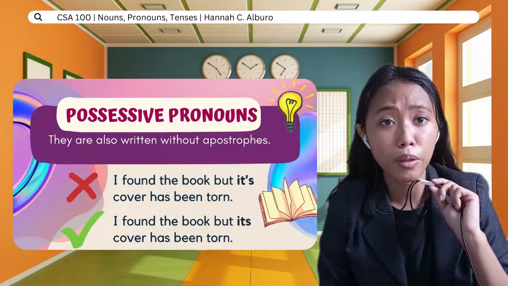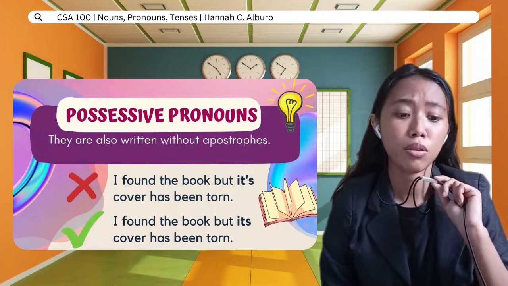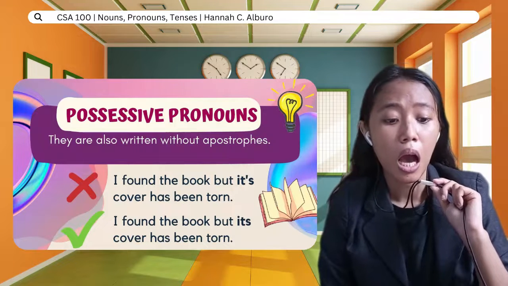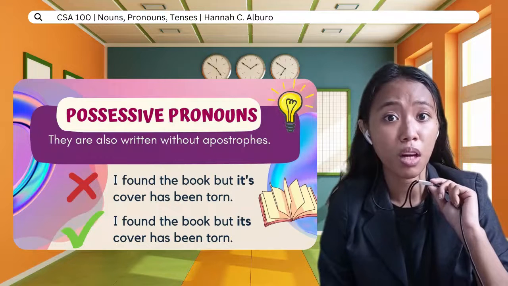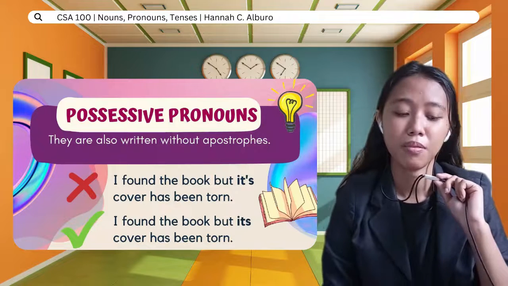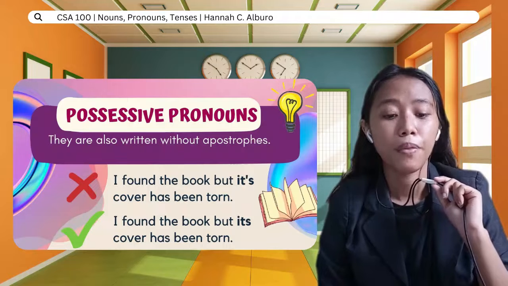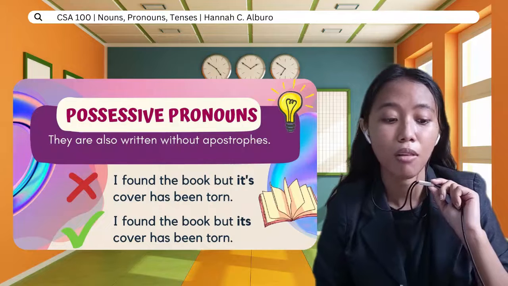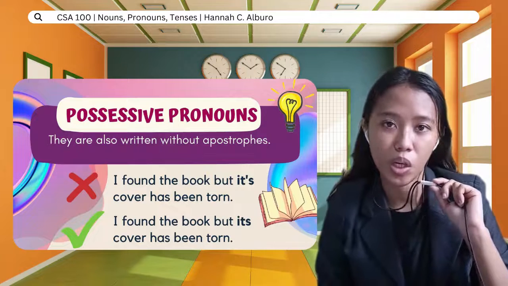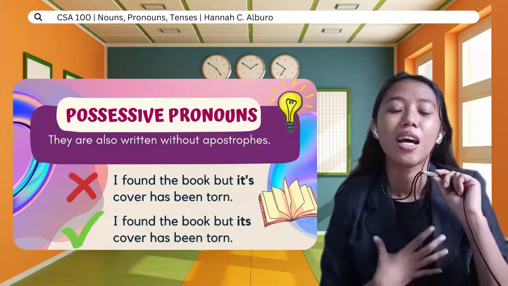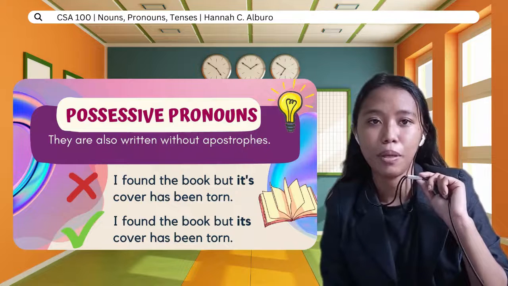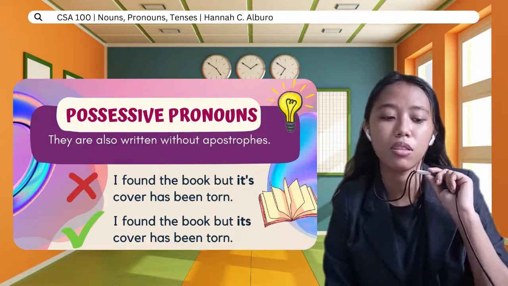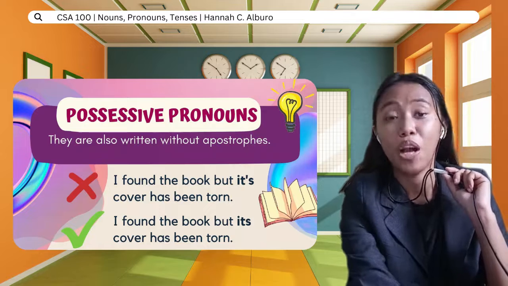If we read this one as the contraction, "I found the book but it is cover has been torn." Wrong, right? Unlike the second sentence: "I found the book but its cover has been torn." The word "its" is written without the apostrophe. Its here functions as a possessive pronoun.